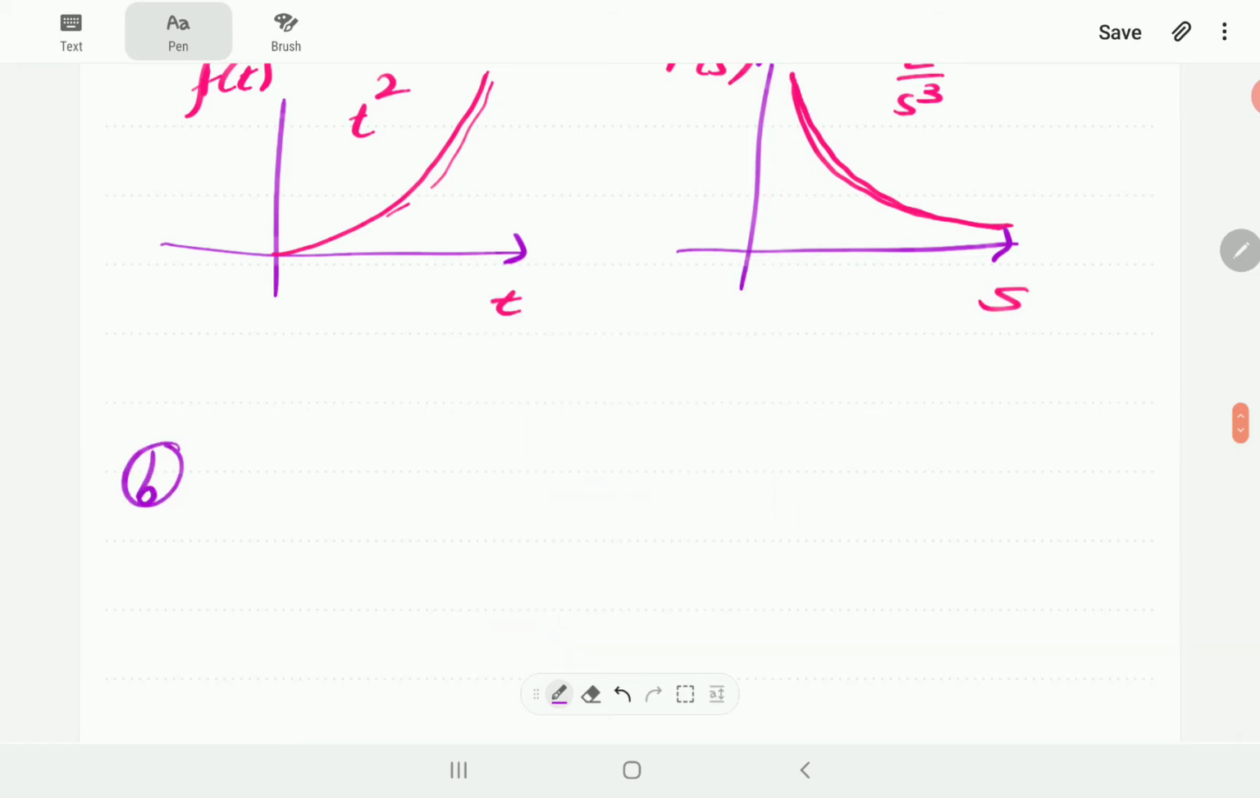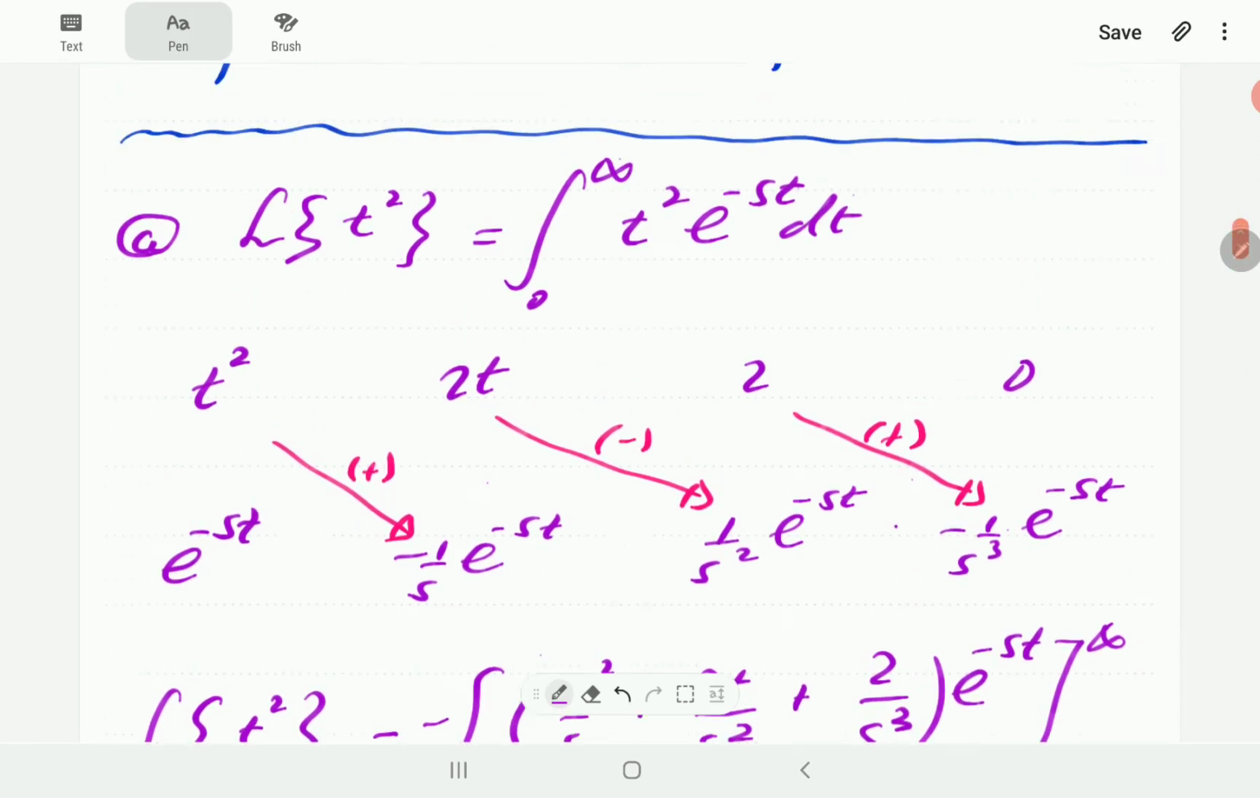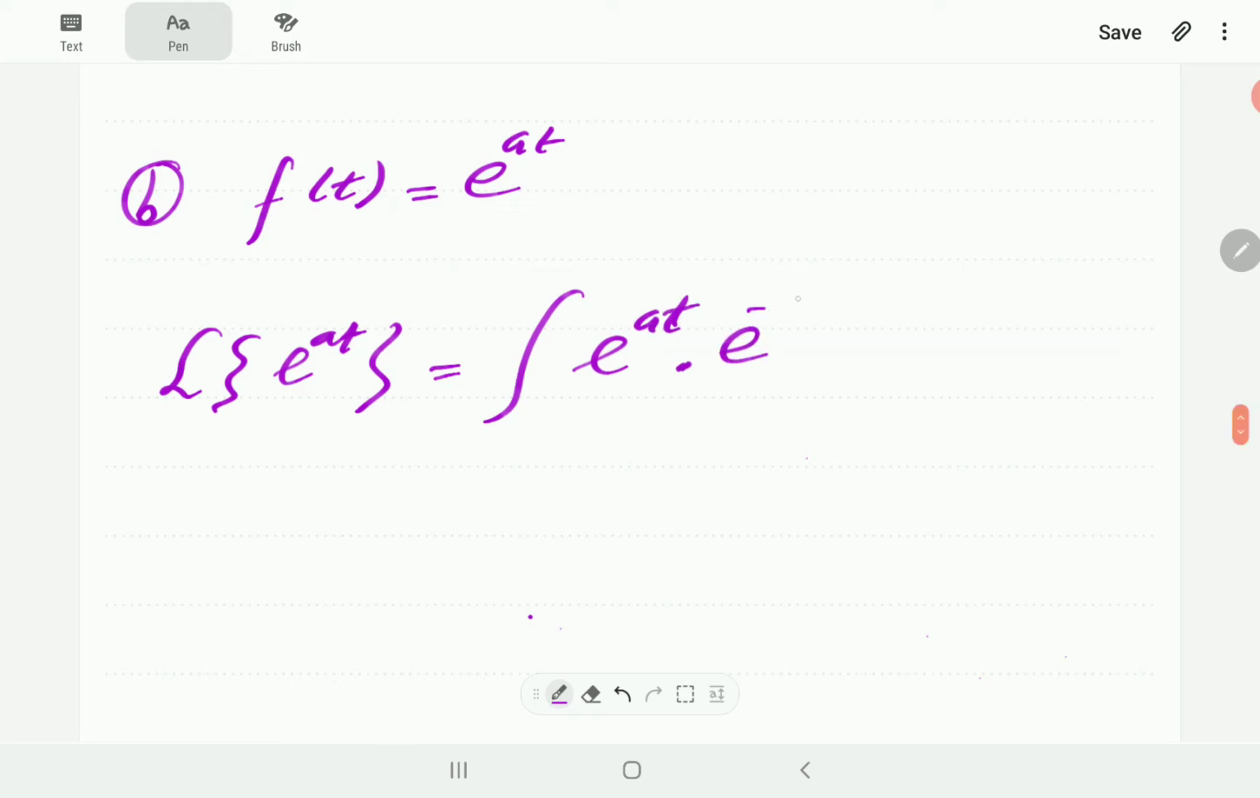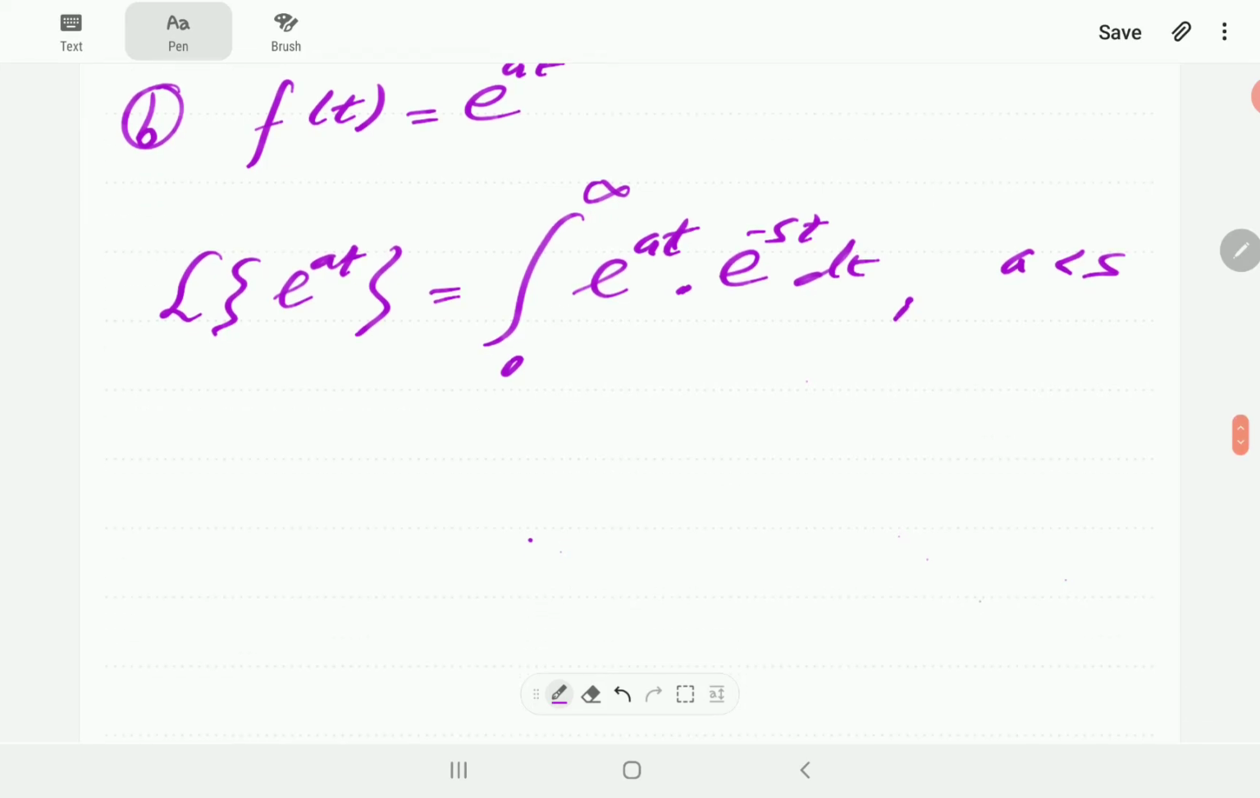So if we go to part B, there we have f of t equal to e to the at, where a is a constant. So the Laplace transform of this is going to be the integral of e to the at times e to the minus st from 0 to infinity. Without any loss of generality here, we are going to assume that a is smaller than s. We can always manage to achieve this unless a, of course, is infinity, which it is not.